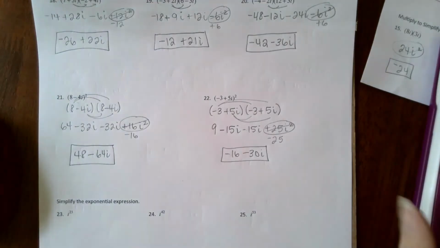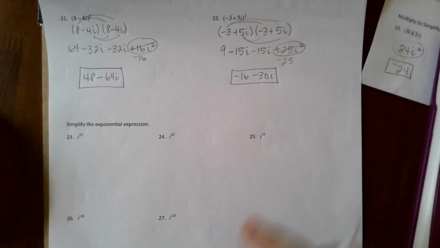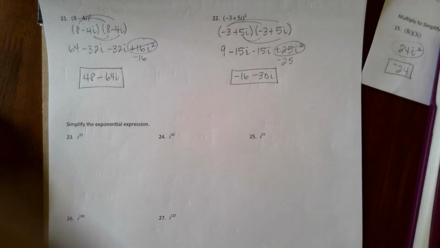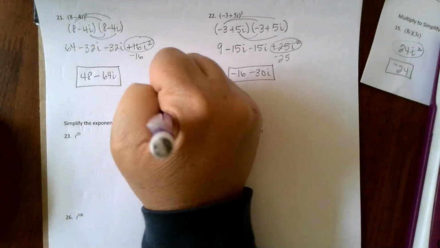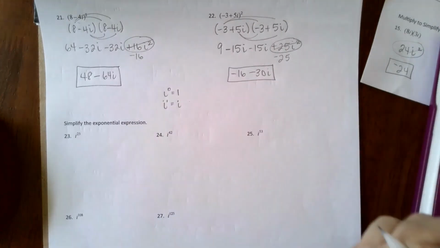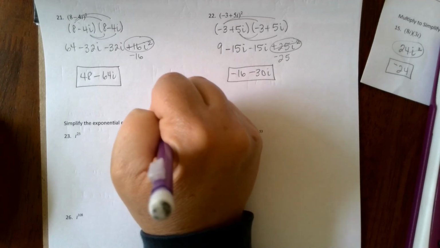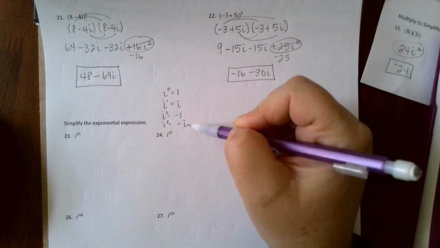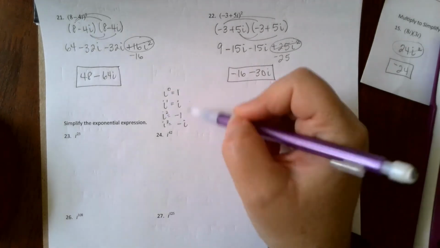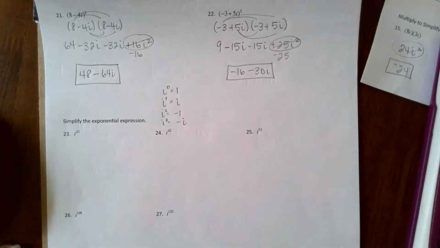All right, our last section really of the year is simplifying exponential expressions. Now, remember, you've got a series of 4 things. You've got i to the 0 is equal to 1. You have i to the 1 is equal to i. You have i squared is equal to negative 1. And you have i cubed is equal to negative i. So 1, i, negative 1, negative i. Okay? Now, this is an open notes test, so you can have this with you when you're taking the test.